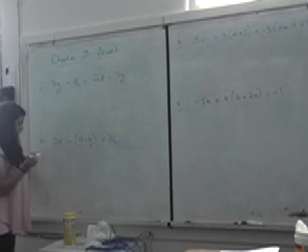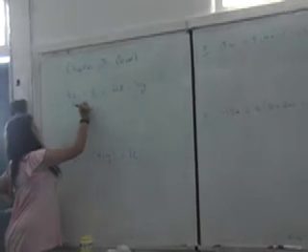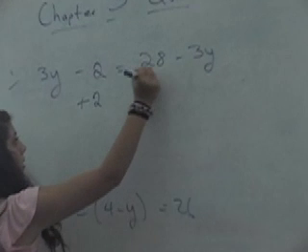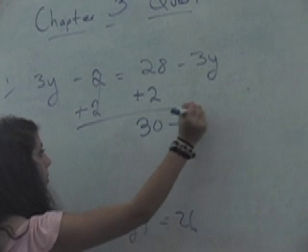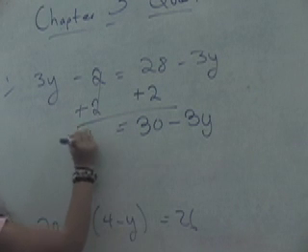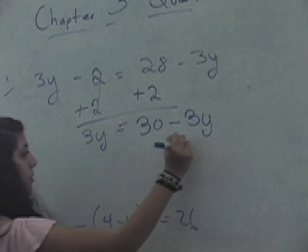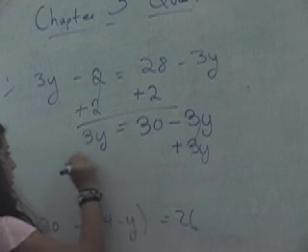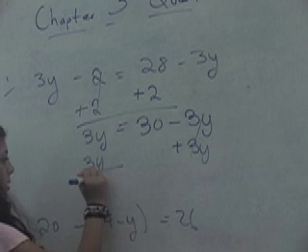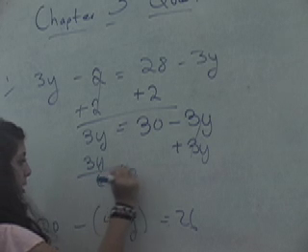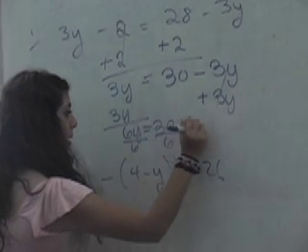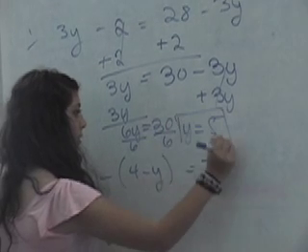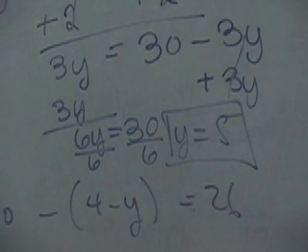Okay, so what you do first is you have to add 2 on both sides. And then that would be 30 minus 3y equals 3y. And then you add 3y again on both sides. And that would be 6y equals 30. And then you divide, and y equals 5. Good job. Give her a hand, everybody.